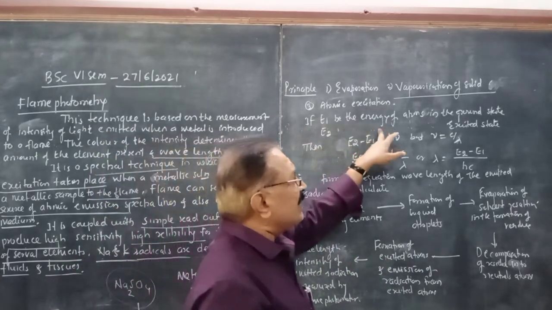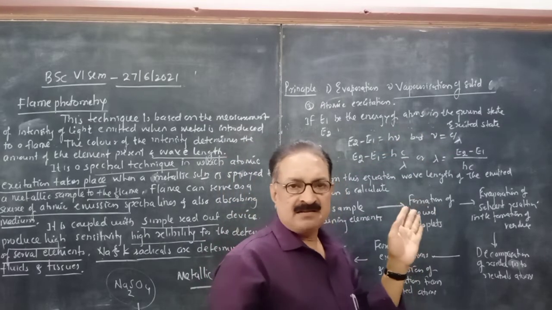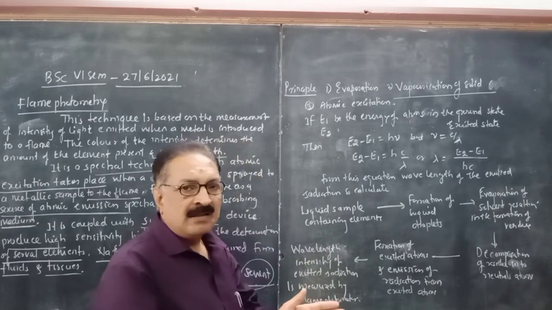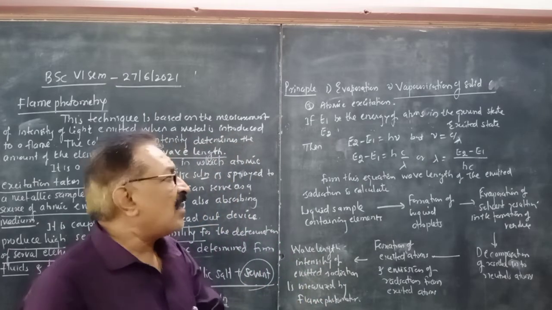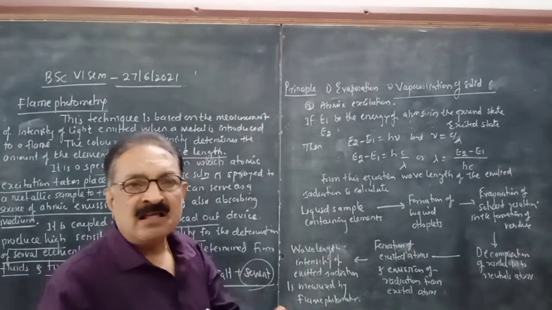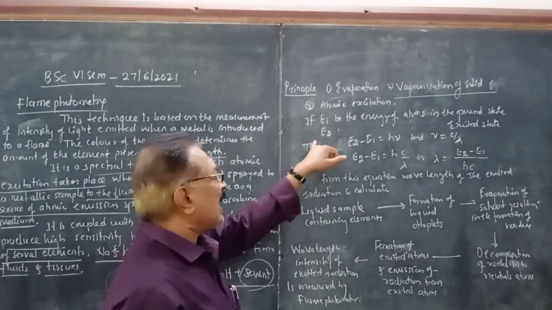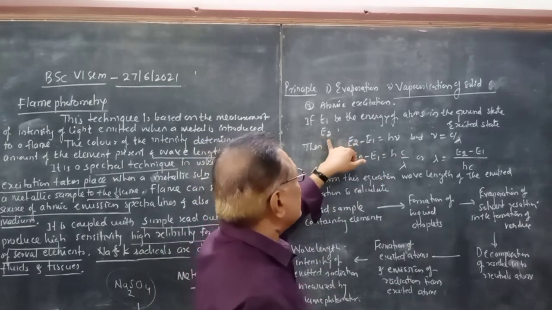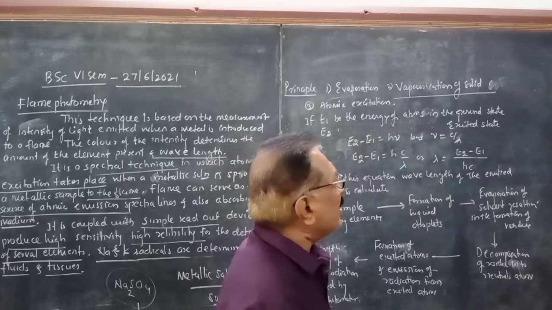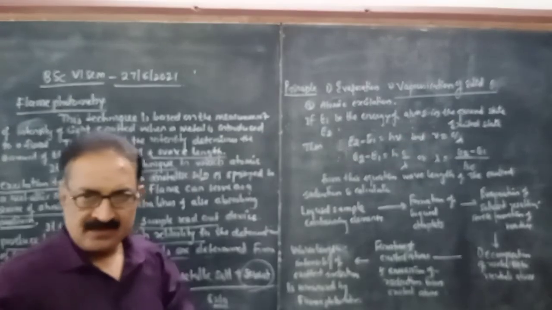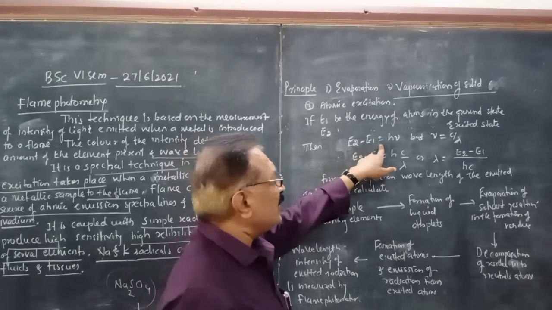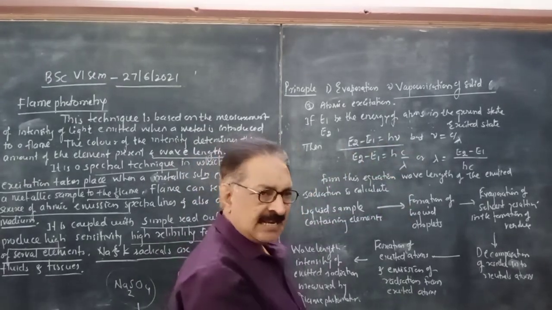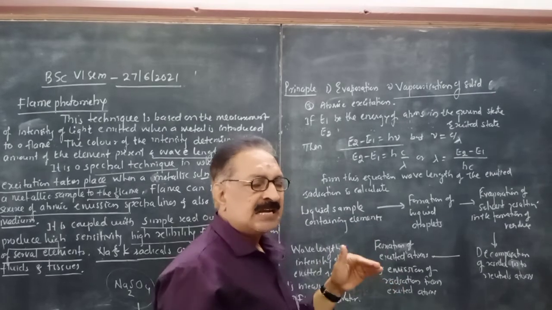Let E1 be the energy of the atoms in the ground state, that is, before excitation. When the flame is continuously applied, atomic excitation takes place, meaning they move towards the higher energy state. Let E2 be the energy of the atoms in the excited state. Then E2 minus E1 is equal to h into mu. This formula is known to you. E2 is the higher energy state, E1 is the lower energy state, that is the ground state.